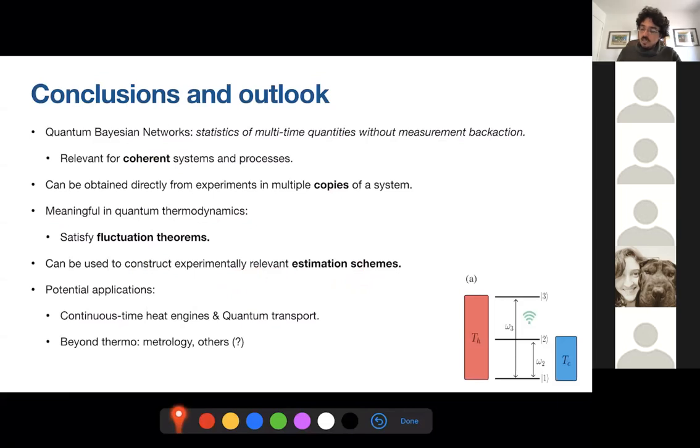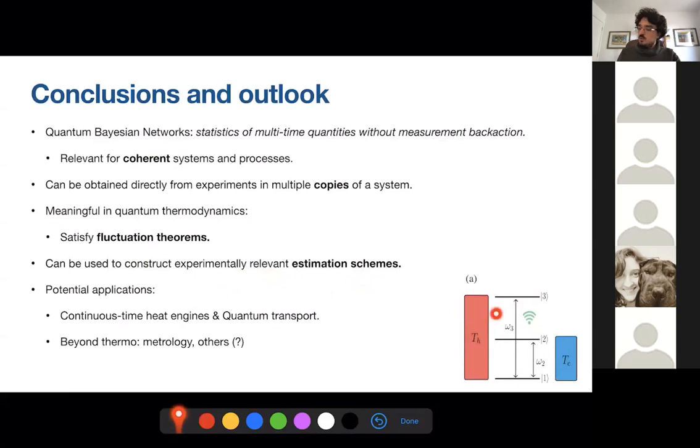We're currently looking at other potential applications of this. So as Chimpa mentioned, there are these ideas of looking at multipoint QBNs that would be very nice. Marcelo has done a lot of work on these continuous time engines where you have three-level systems which are coupled to baths. And so you have this continuous time description of the engine and their coherences. This is also a very nice approach.